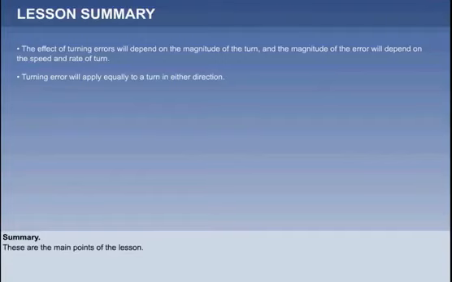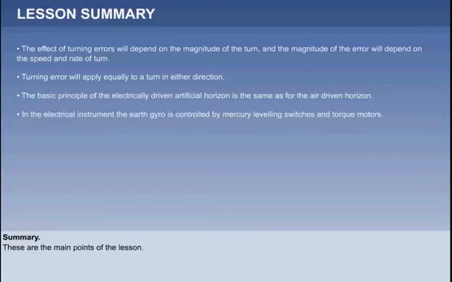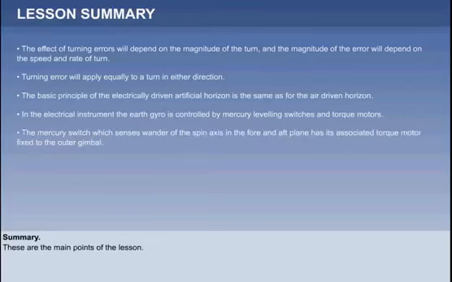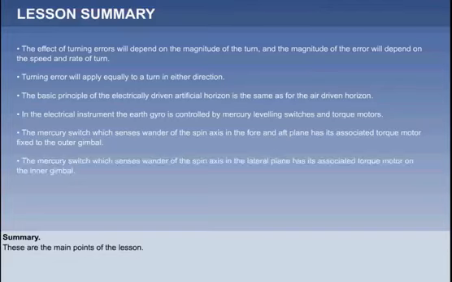The basic principle of the electrically driven artificial horizon is the same as for the air-driven horizon. In the electrical instrument, the earth gyro is controlled by mercury leveling switches and torque motors. The mercury switch, which senses wander of the spin axis in the fore and aft plane, has its associated torque motor fixed to the outer gimbal. The mercury switch, which senses wander of the spin axis in the lateral plane, has its associated torque motor on the inner gimbal.